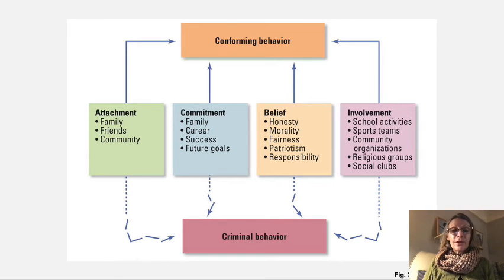This is a graph of the social control model. In the middle, you have attachments to family, friends, and communities. You have commitments to your family, to your career, to future goals. You have certain beliefs of being honest, moral, patriotic, and you're involved in certain things like school activities, religious groups, social clubs, etc. When you don't have strong connections to those features, then you're going to engage in criminal behavior. But when you maintain those strong connections, then you're more likely to engage in prosocial, non-criminal behaviors.